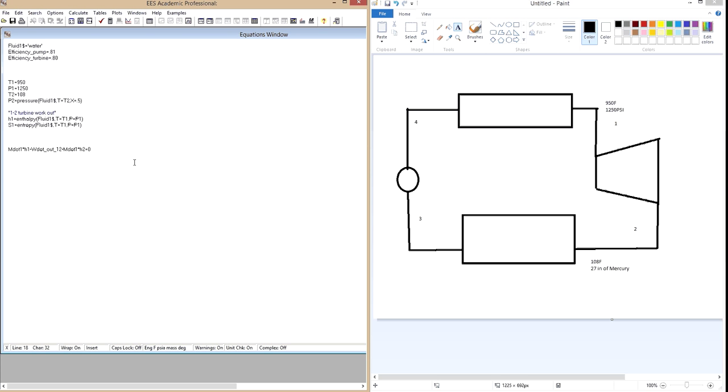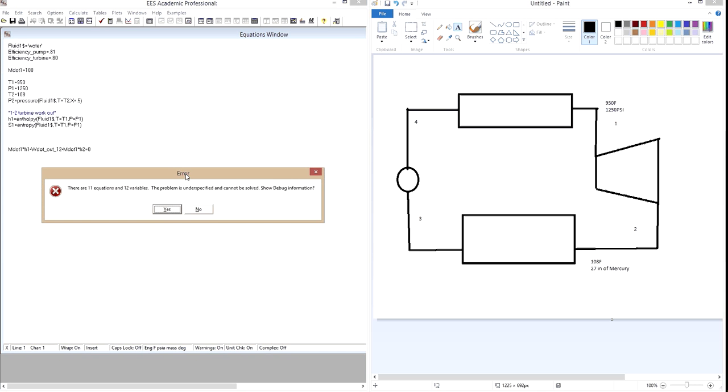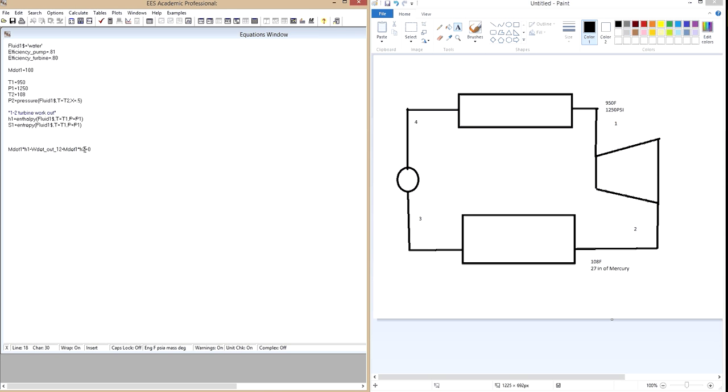Back to this equation. Eventually I'm going to solve for an m dot, but just to make sure this equation works, I'm going to give it a fake m dot like Dr. Hagges suggests, and just call it m dot 1 equals 100. Now if we try and run this, we have 11 equations, 12 variables. We still don't have H2.